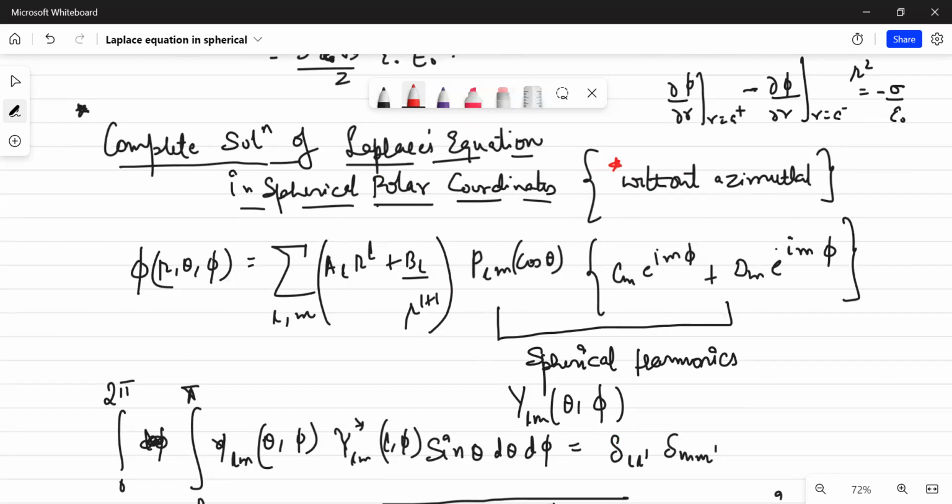But now, when there is no azimuthal symmetry, there would be some phi dependent part as well. So these parts will come, and when these two are written together, they are called your spherical harmonics. Both of these terms together are called spherical harmonics.